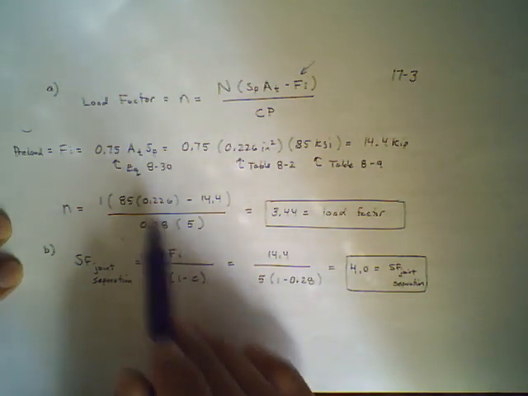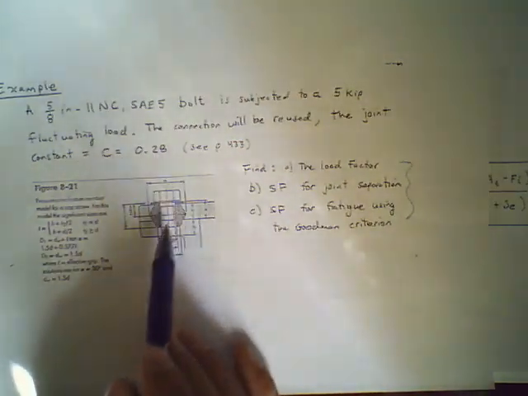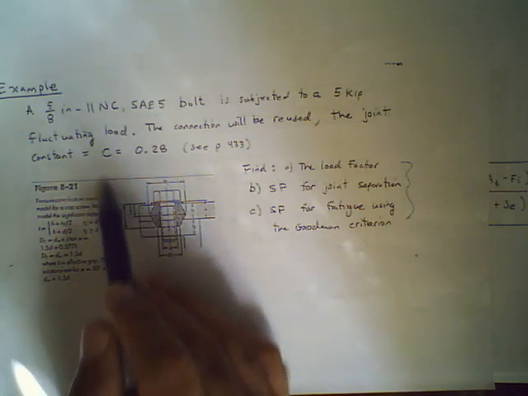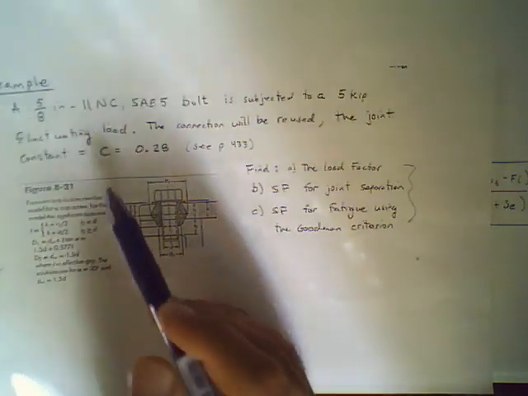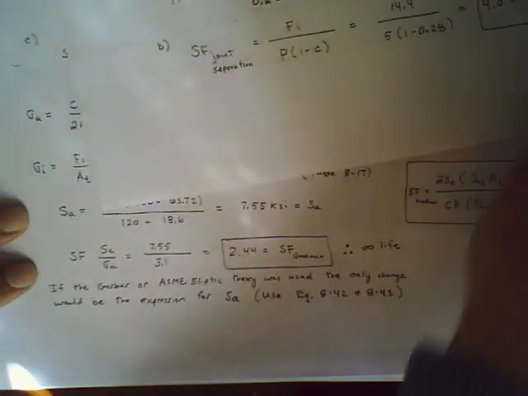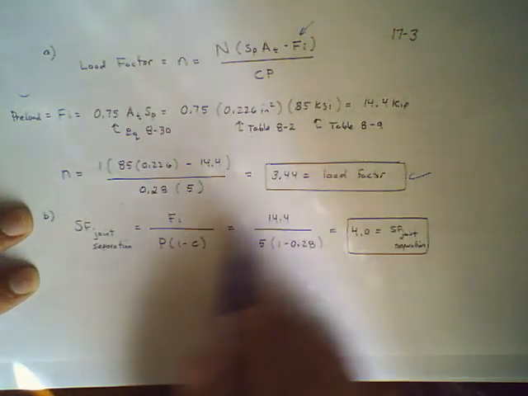How did I calculate C? It is a joint constant, right? If you don't have this, then you can calculate the stiffness of the bolt and the stiffness of the member and calculate C, which is equal to kb divided by kb plus km. And that is really it. So this is your load factor.